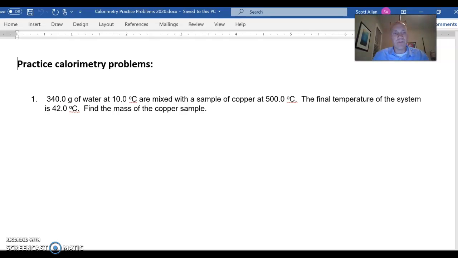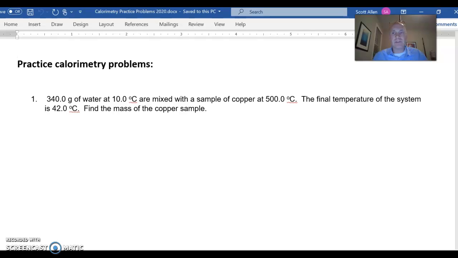So in this video, I wanted to go over the solutions to the practice calorimetry problems. One thing that you'll notice about these problems is that they're all based on the same assumption, but there can be slight differences in how you do these based on what the question asks.